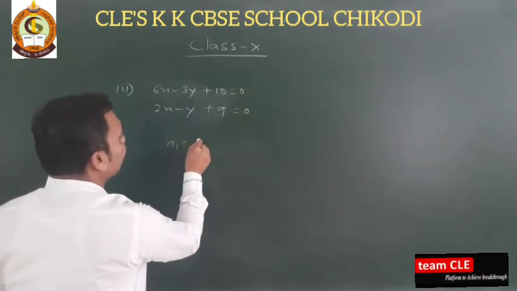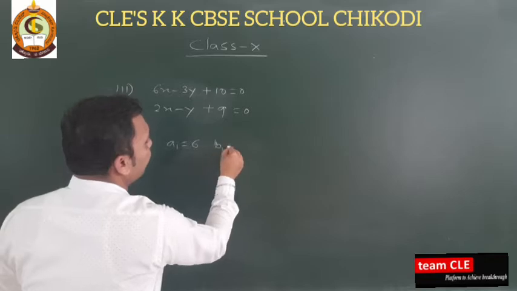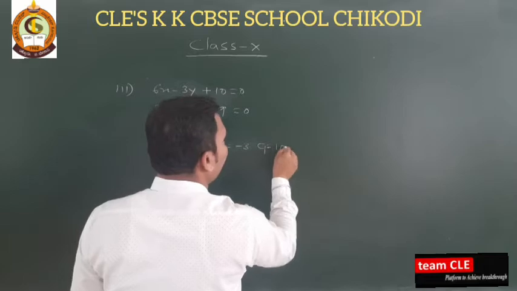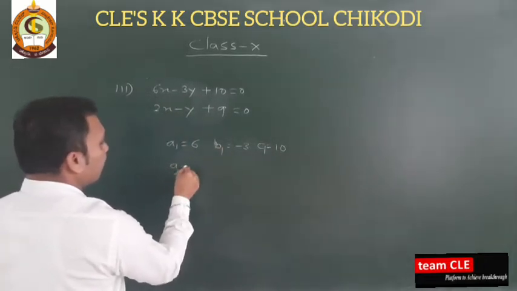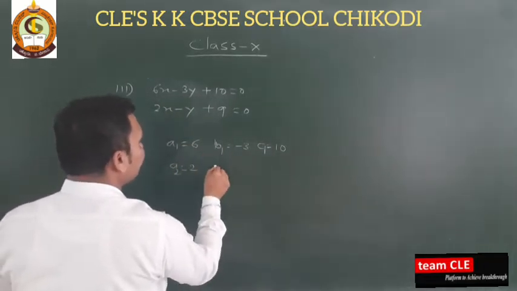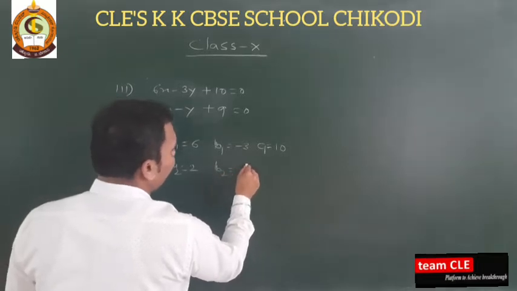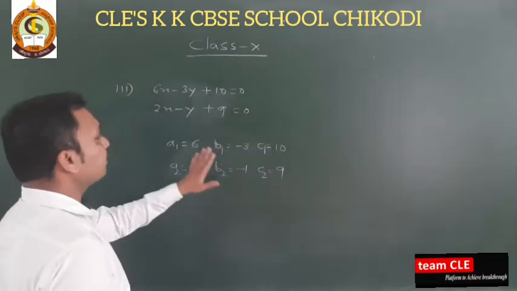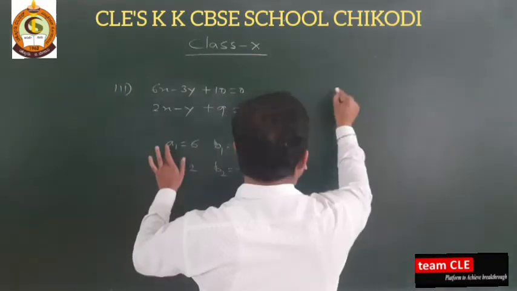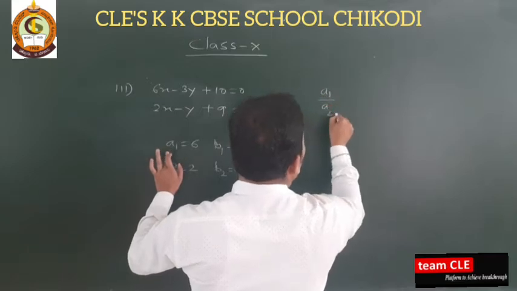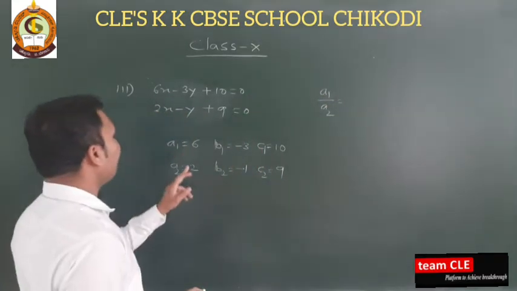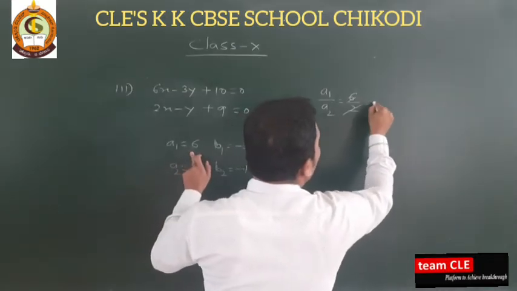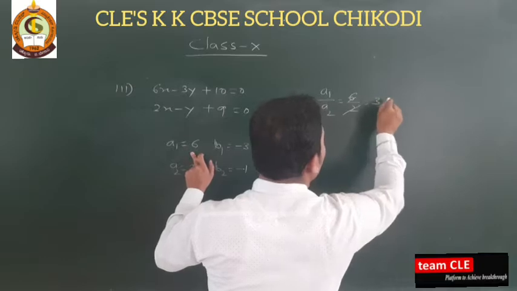Now, a1 is 6, b1 is minus 3, c1 is 10. Now a2 is 2, b2 is minus 1, c2 is 9. Once we have all these values, now I'll solve. a1 by a2: a1 is 6 by 2, so 2 ones are 2, 2 threes are 6, so we get 3 itself.